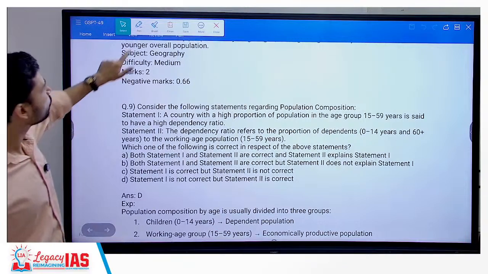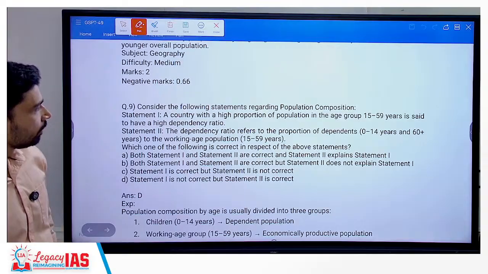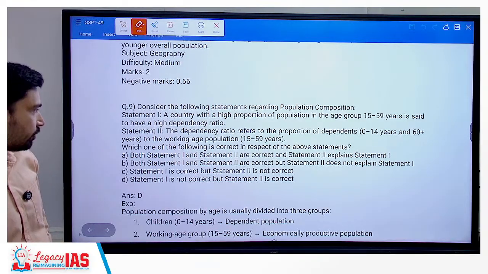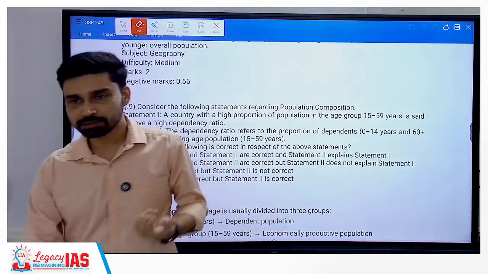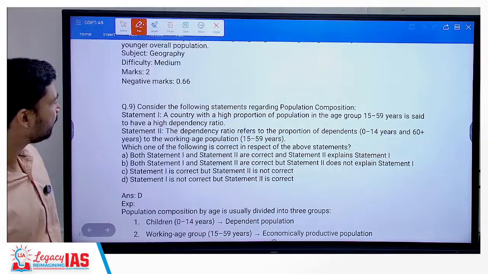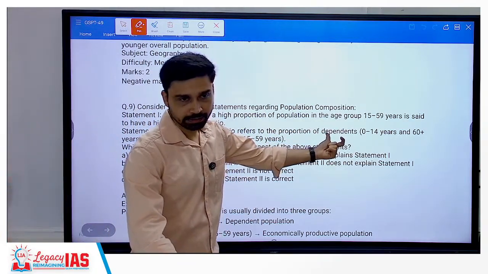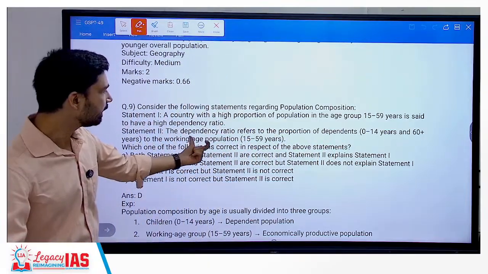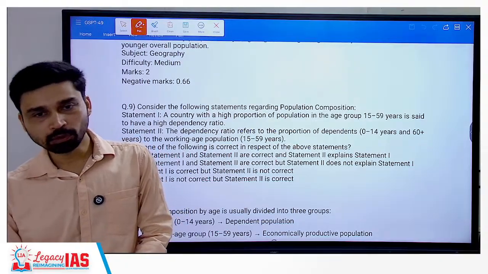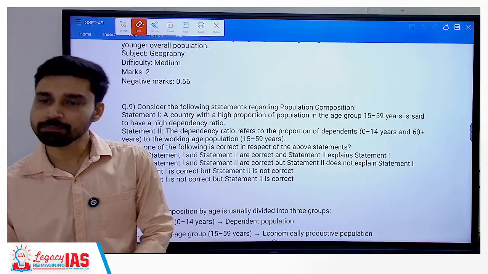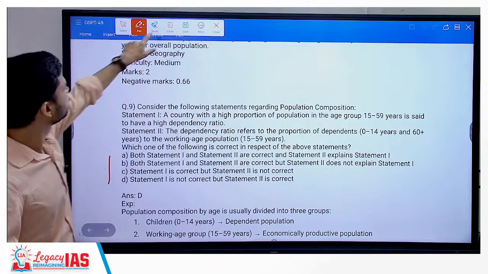Then a country with a high proportion of population in the age group of 15 to 59 years is said to have a high dependency ratio. That is incorrect. Okay, it is this age group which is the workforce. So the dependency ratio is very low here. Dependency ratio means the proportion of dependents, that is, people above 60 who have retired and people who have not entered the workforce, depending upon the working age population. So in this case the dependency ratio will be low. So what is the correct option? D.